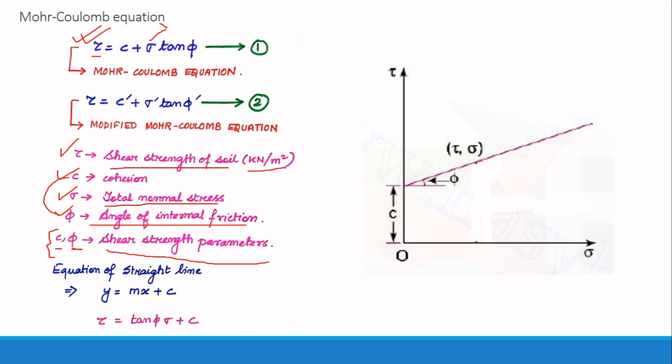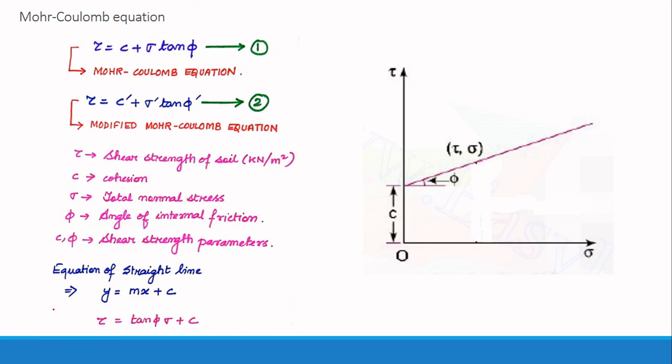Sigma can be calculated if you know the density and the height of the soil mass. You have learned in module 2 that in order to calculate normal stress or effective stress, you simply need to know the unit weight of the soil and the height of the soil. Anyway, these are the terms of the Mohr-Coulomb equation.